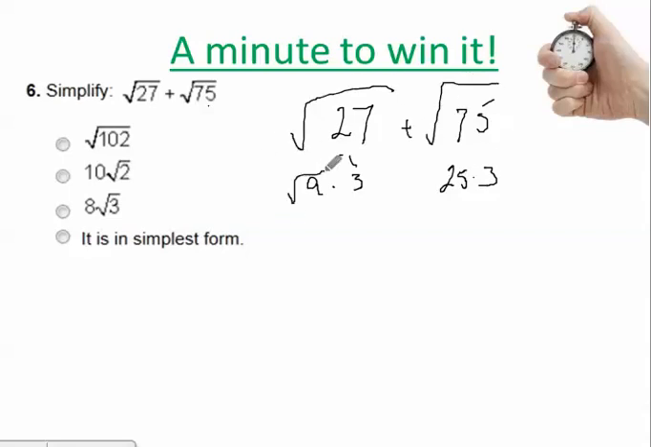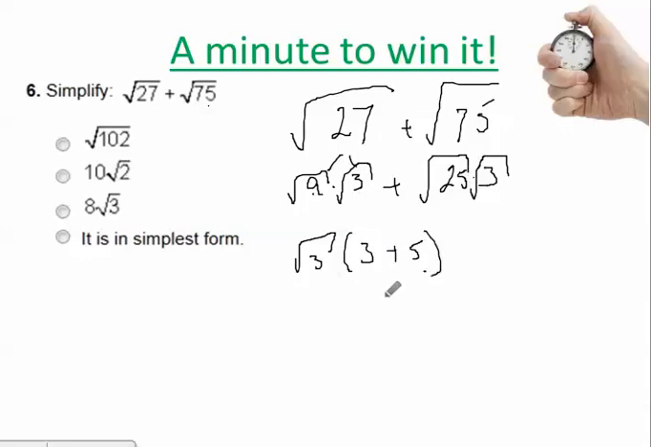So we're going to add the square root of 9 times the square root of 3 plus the square root of 25 times the square root of 3. Pull out that square root of 3. Square root of 9, that's 3. Square root of 25, that's 5. And so 3 plus 5 is 8 square roots of 3. It'd be this answer right here. That would be simplest form.